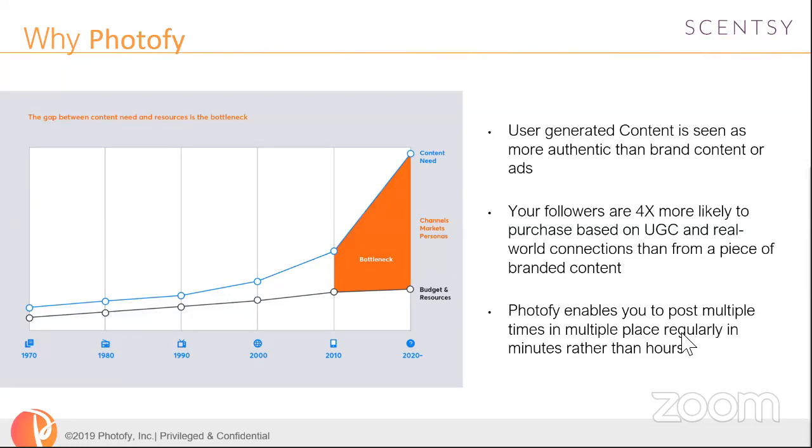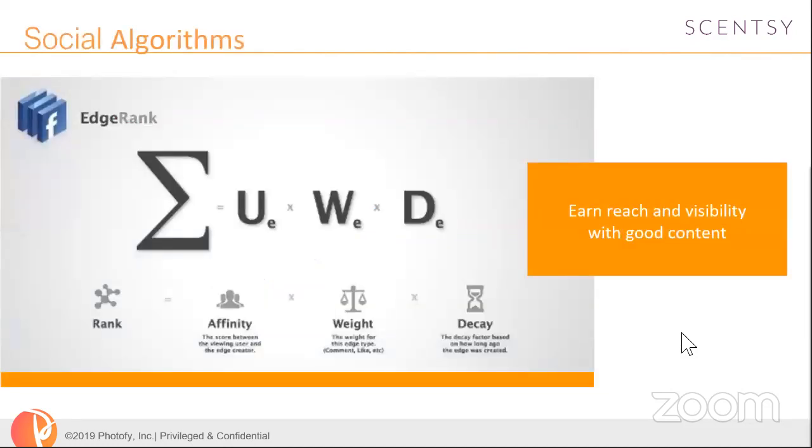And Photofy enables you to rapidly post multiple times in multiple places in minutes rather than hours. It really solves the issue that it takes more and more content now to make an impact online. Photofy helps you solve that so that you're not spending 20 minutes or an hour or 2 hours making your content to share for new products, upcoming events and invitations to parties. It lets you do that in seconds, and bypass the content bottleneck for your business.